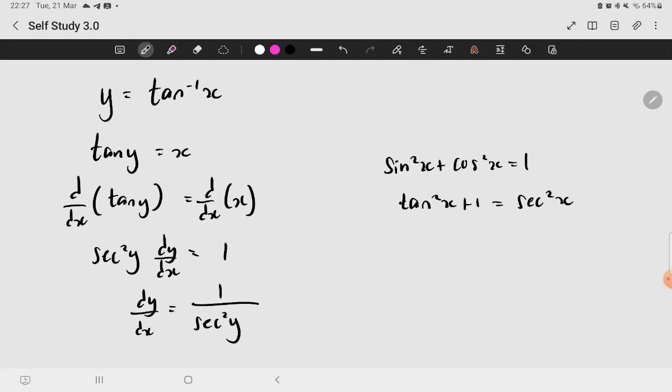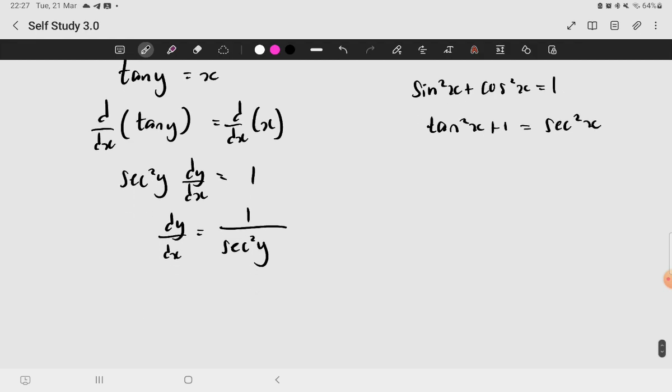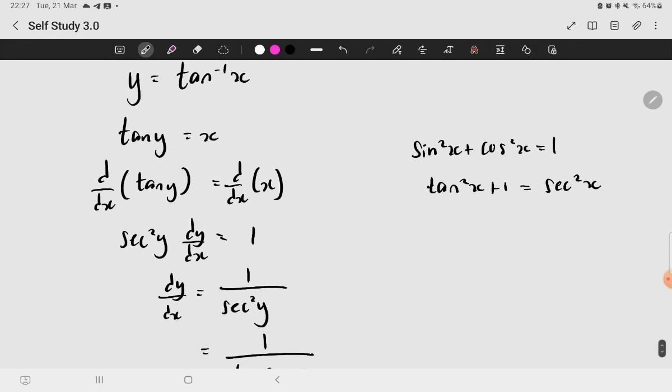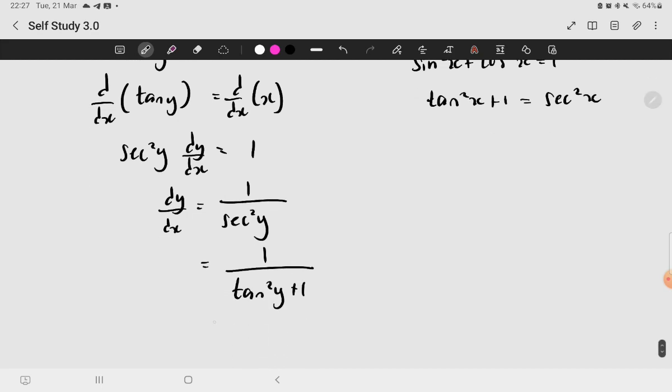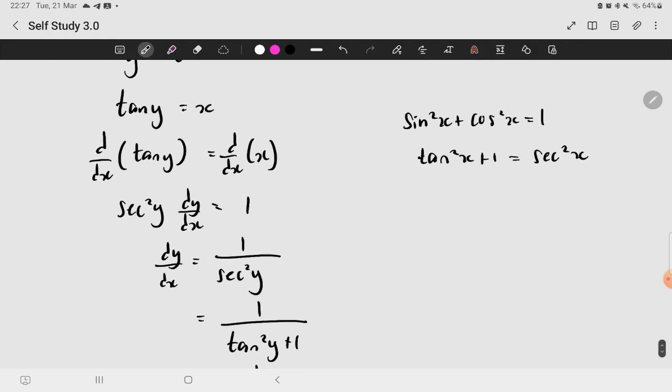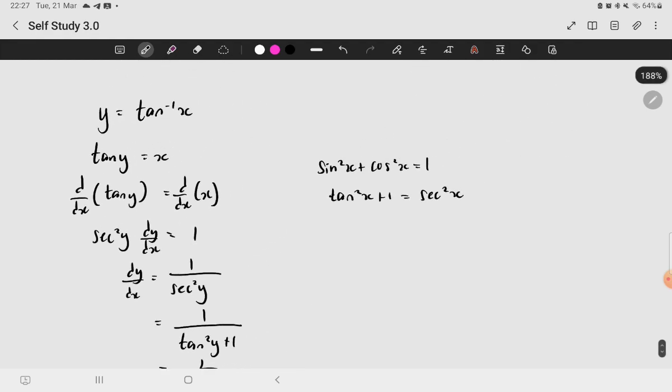So basically, secant square y, we can express in another form, which is tangent square y plus 1. And when we refer back, we see that tangent y is x, therefore it will be x squared plus 1. So this works for all values of x. There's no restriction to it, which is nice.